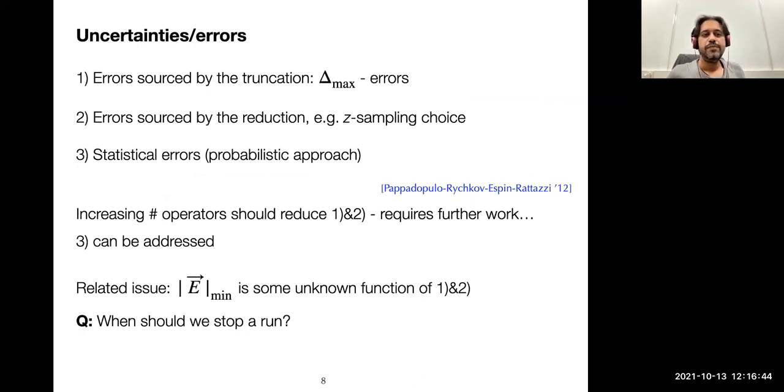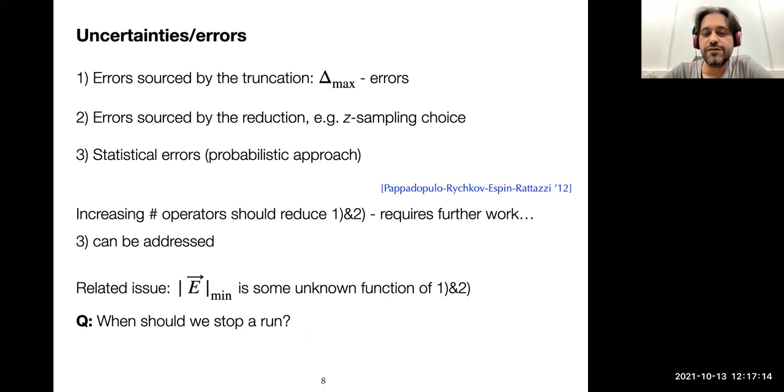Okay, so I already mentioned some of the uncertainties or errors that appear here. The first two points here, the error sourced by the truncation and the error sourced by the reduction, are obvious, I think. Let me mention here that, first of all, it's not so easy to probe these errors, and there's not a very good analytic understanding of these errors. And I think this is a deficiency of this particular approach.